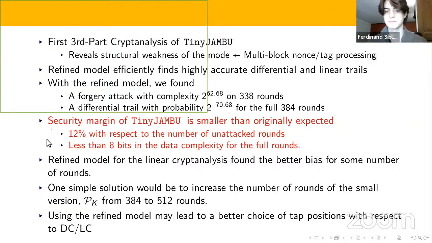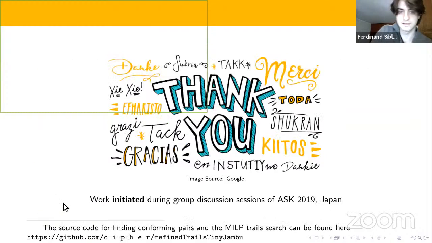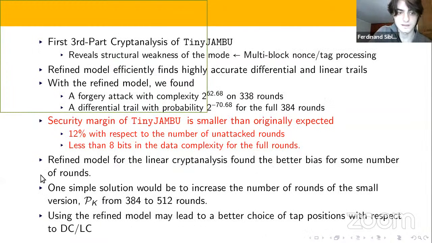Typically, with respect to the number of unattacked rounds, we have a 12% margin. And in bit complexity, we have less than 8 bits in data complexity for a full-round attack. What can be done to mitigate this is to increase the number of rounds, right? So 384 maybe is quite small. It already has a small margin despite it being a really generic attack, and probably we can improve this again.